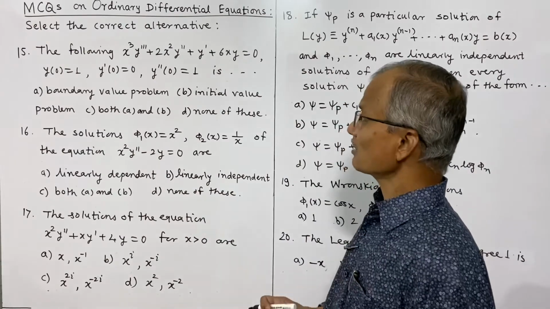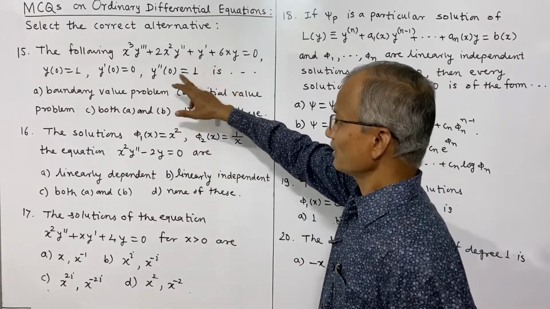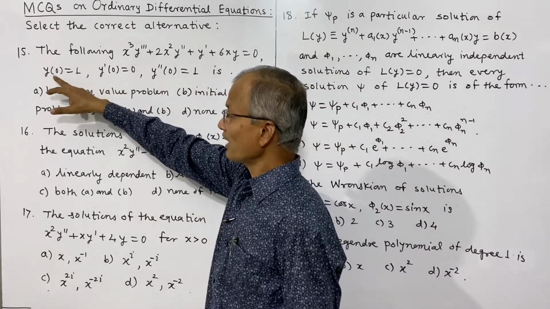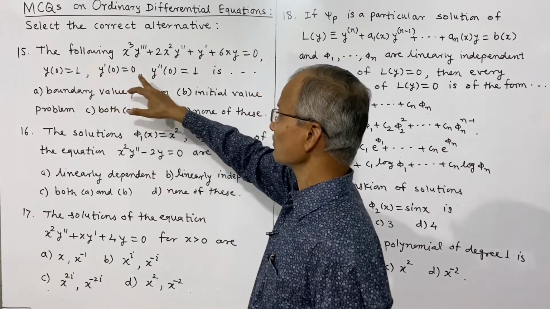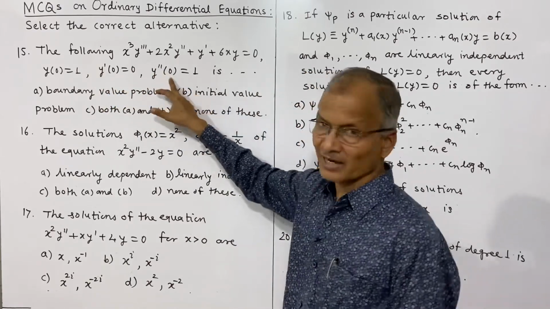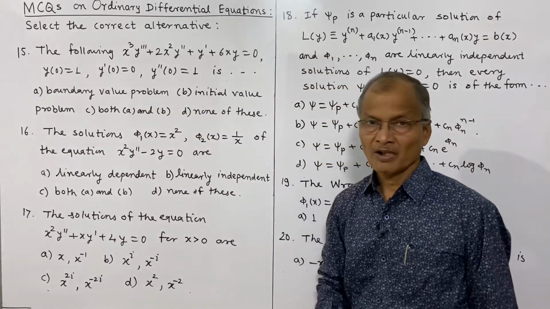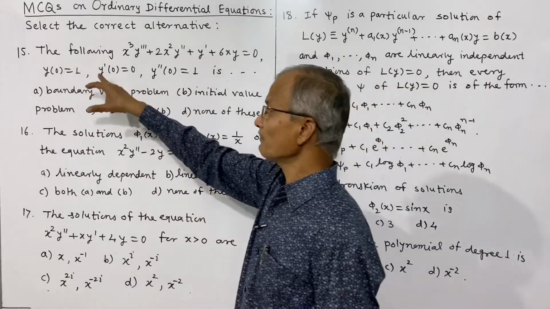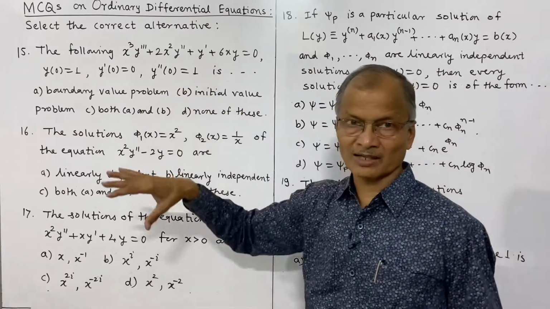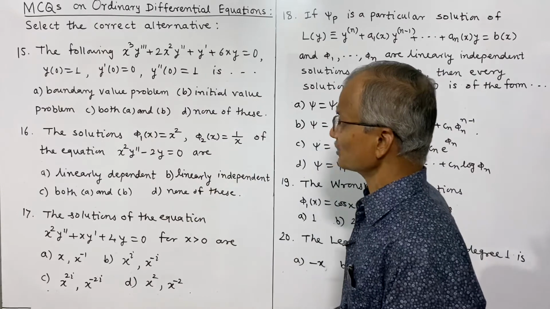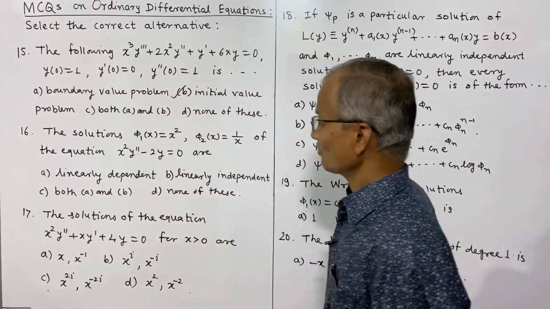But for this problem, this is the equation, and the value of y at 0 is given, the value of first derivative of y at 0 is given, and the value of second derivative of y at 0 is given. That means this point is fixed and that is the initial point. So if these are not different points, and the value of the function and its derivatives are given at one point, then that problem is known as initial value problem. So this is initial value problem.